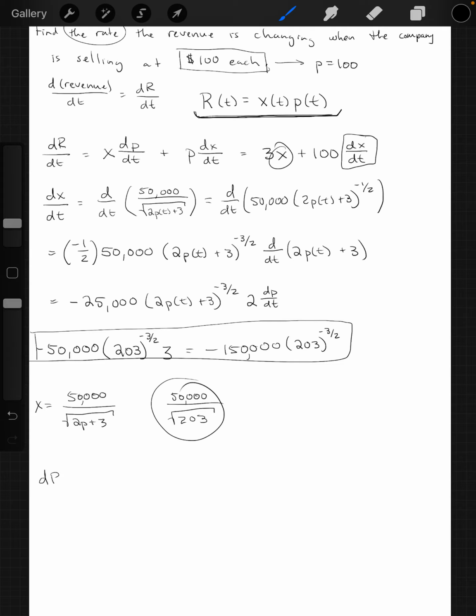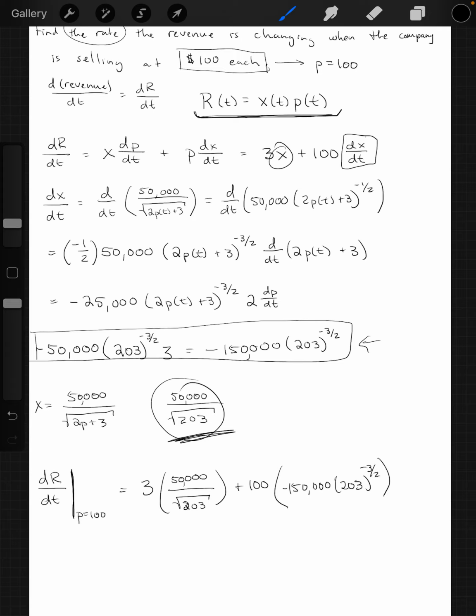So our final answer for dr/dt, and this is one notation that I haven't used a whole lot, we want specifically at p equals 100. We don't want the generic derivative. We want it at a specific point. So this is going to be 3 times x at that specific point, plus 100 times dx/dt at that specific point. So we get this guy.